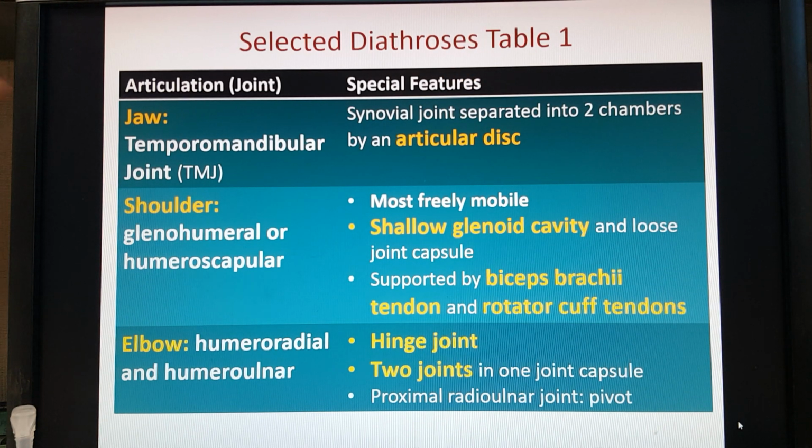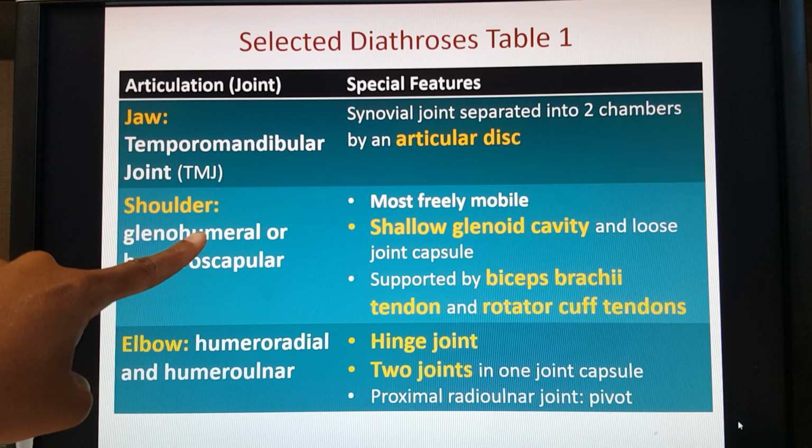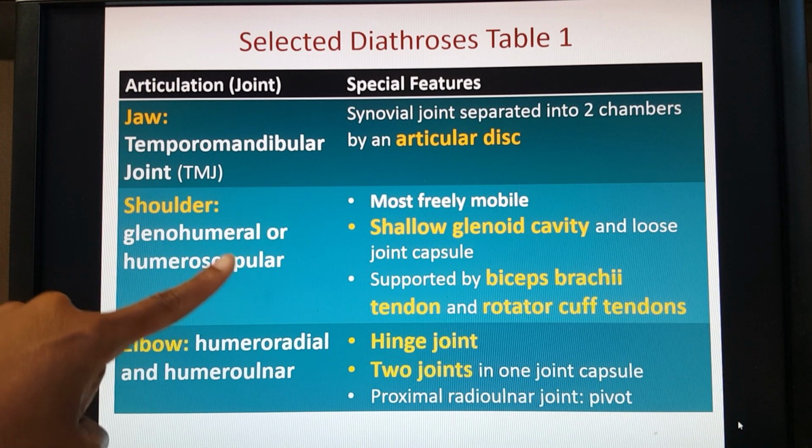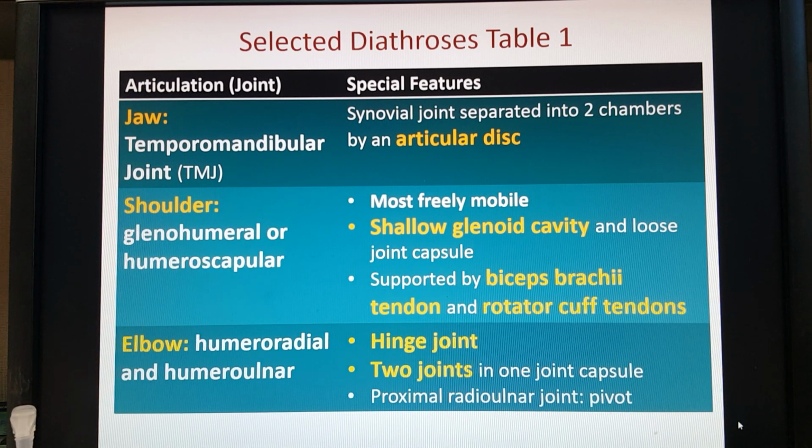So the first one is our jaw joint, our temporomandibular joint, so between the temporal bone and the mandible. And what's unique about that joint is that it's separated into two chambers by an articular disc. The next one is the shoulder joint. It has two different names: between the glenoid cavity and the humerus, or between the humerus and the scapula.